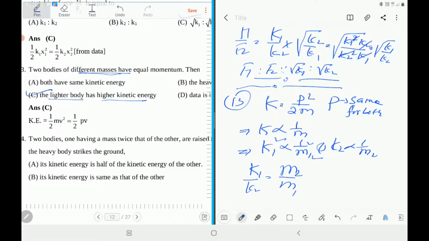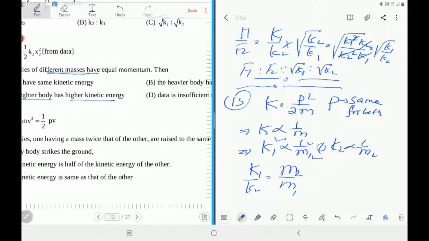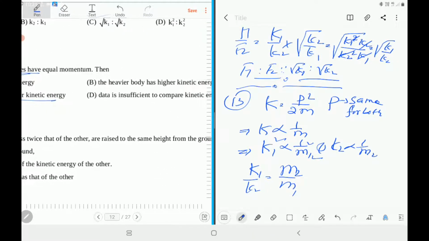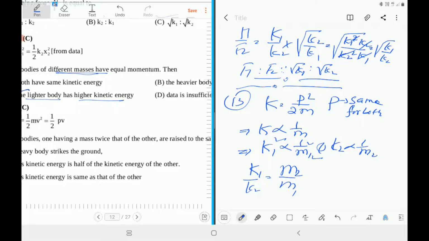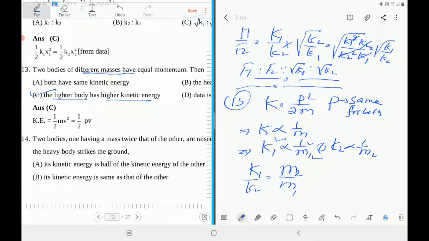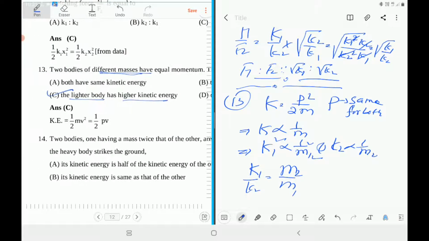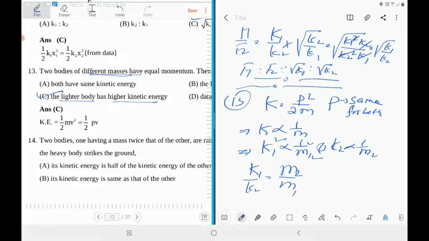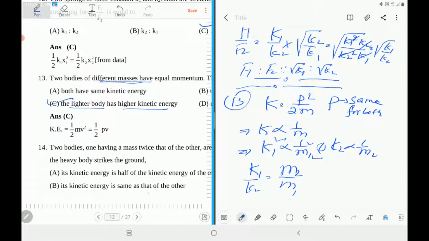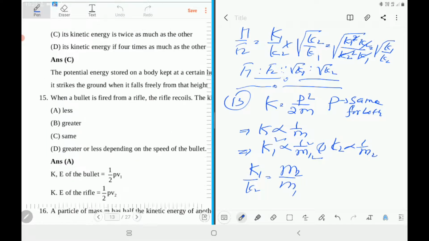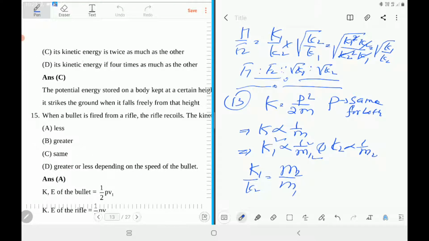Two bodies, one having mass twice that of the other, are raised to the same height from the ground and let fall. When the heavy body strikes the ground, the options are: kinetic energy is half that of the kinetic energy of the other; its kinetic energy is same as that of the other; its kinetic energy is twice as much as the other; its kinetic energy is 4 times as much as the other. We'll see now.